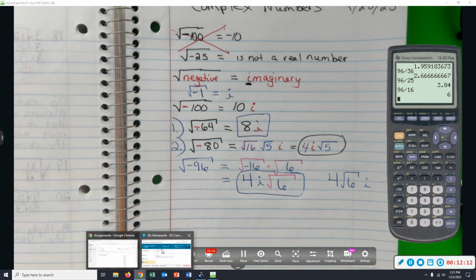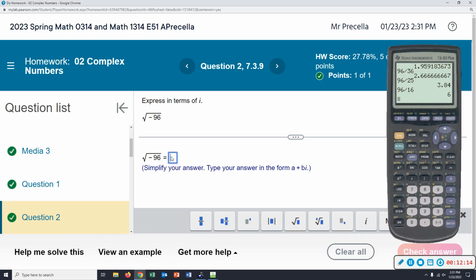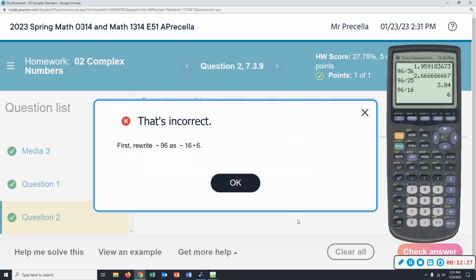So let me show you what I'm talking about. If you punch it in like this, 4 square root of 6, and put the i right there, y'all see the i is under the square root symbol? It's going to say wrong. Okay?